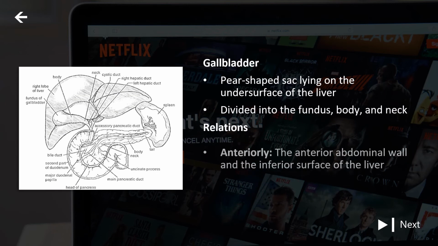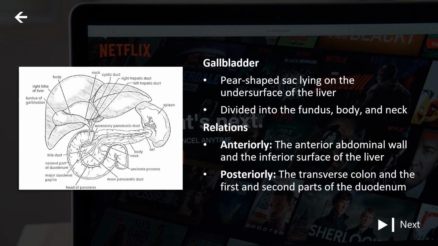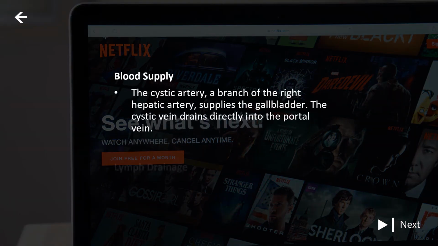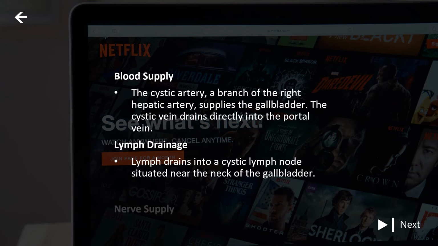And here's the relation of the gallbladder anteriorly and posteriorly. So here's the blood supply, lymph drainage, and nerve supply of the gallbladder.